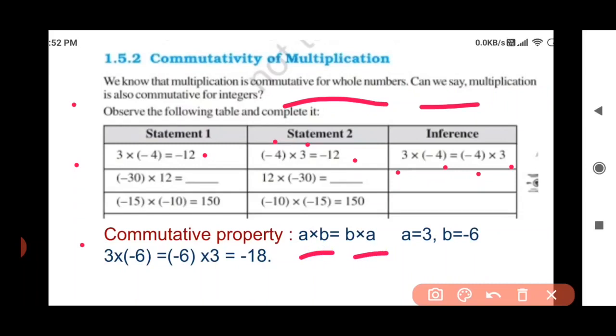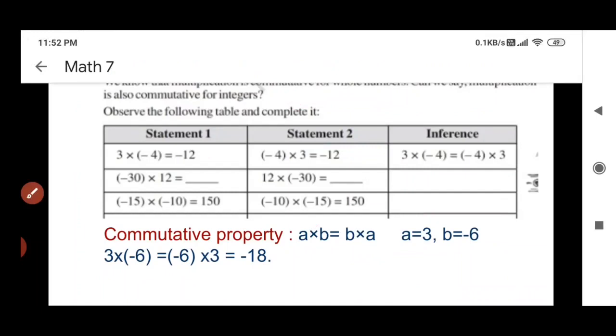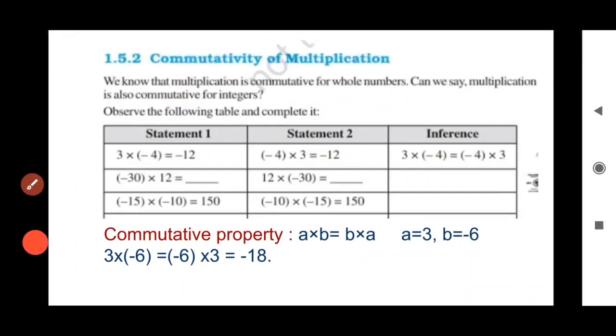Let us check with one example. a is equal to 3, b is equal to minus 6. So a into b, 3 into minus 6, equal to minus 6 into 3. You get minus 18. So the commutative property under multiplication is true for all integers. Let's check with 5 more examples.